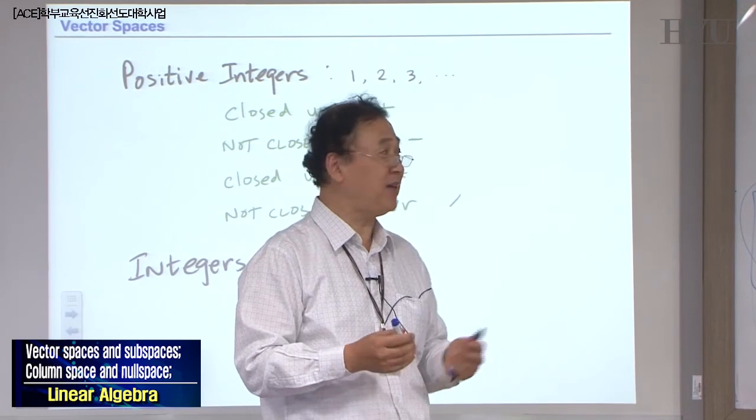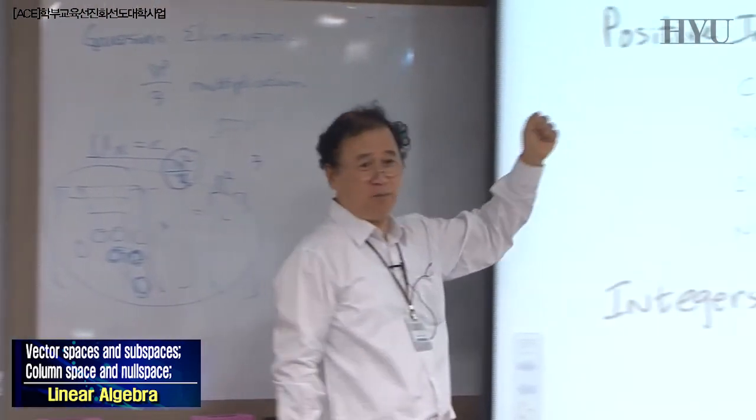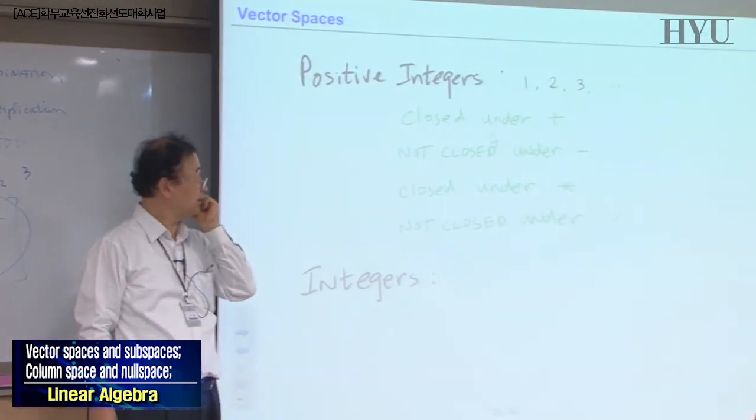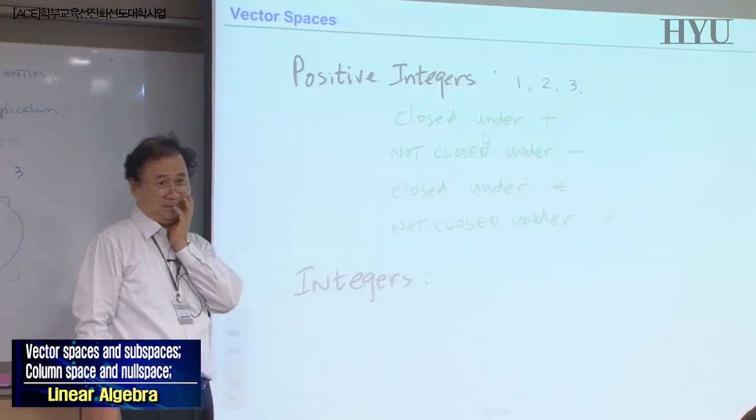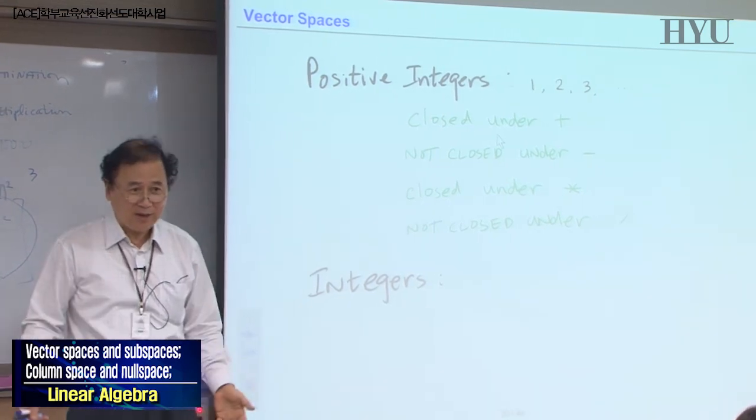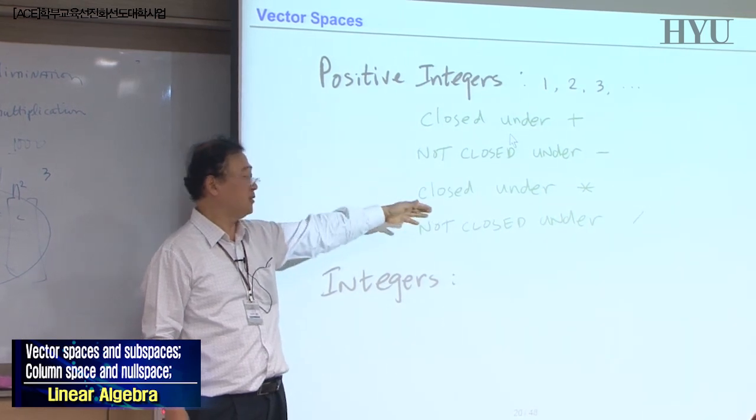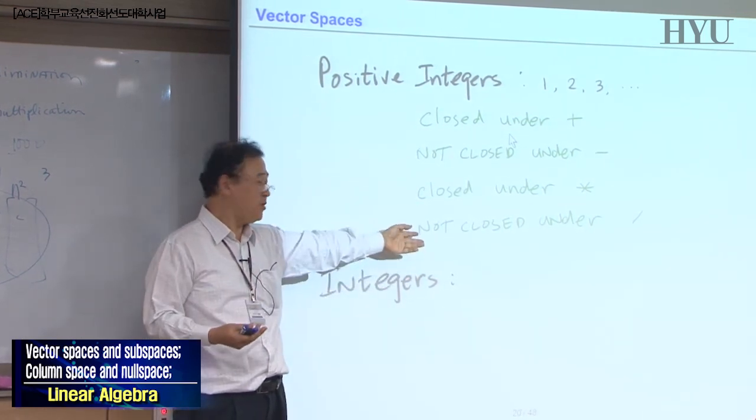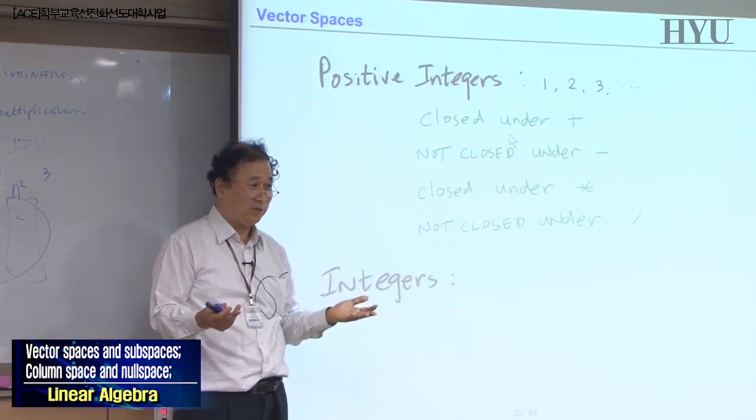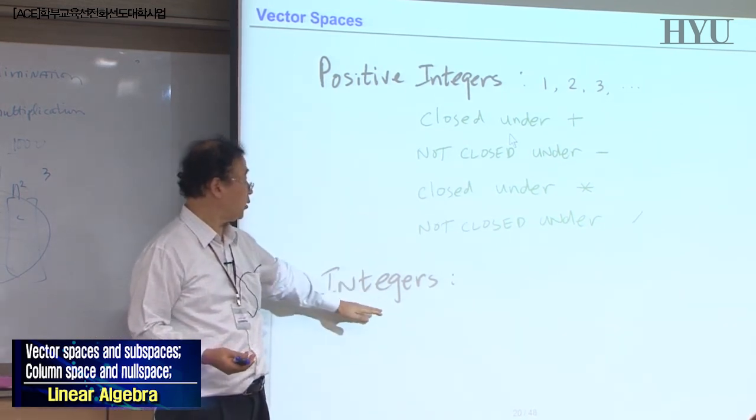Let's think about positive integers, like 1, 2, 3. It's closed under plus, right? When you add up, it's always a positive integer. How about minus? No: 5 minus 10 is minus 5, which doesn't belong there. It's closed under multiplication. For division, the result is not an integer anymore, it's a fractional number.